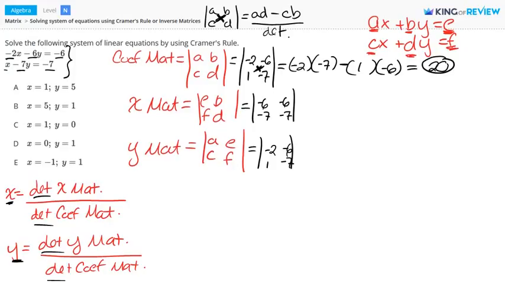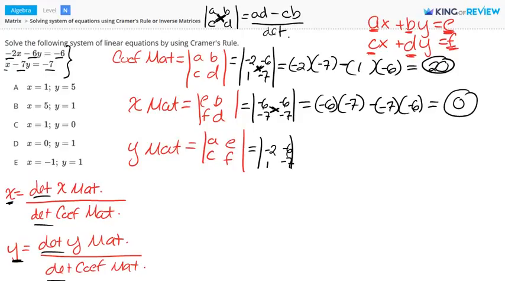Now let's look at our x matrix. We're going to take the product of the entries in the main diagonal, so -6 times -7, and then subtract the product of the entries in the other diagonal, -7 times -6. And this works out to 0. And then for y, we'll take the product of the entries in the main diagonal, so -2 times -7, and subtract the product of the entries in the other diagonal, 1 and -6. And when we work this out, we get 20.